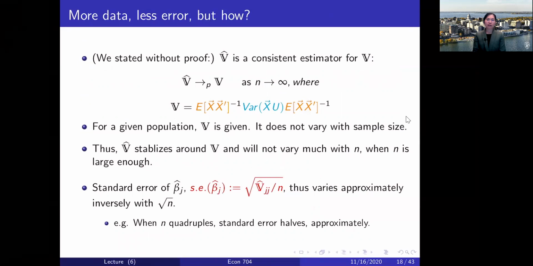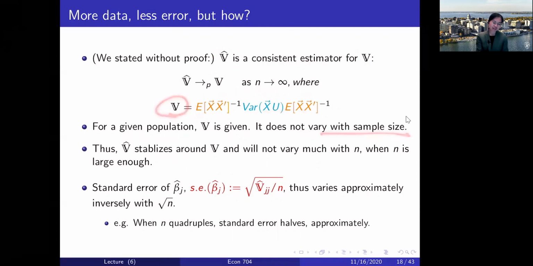All right, so another question that we can answer is, in order to achieve a desired accuracy, how much data do we need? To answer this question, we want to first realize that V hat is a consistent estimator for V. And V is something that only depends on the population. It doesn't depend on the sample size. So this is defined only by the population distribution. It doesn't vary with the sample size. So V doesn't change with sample size.